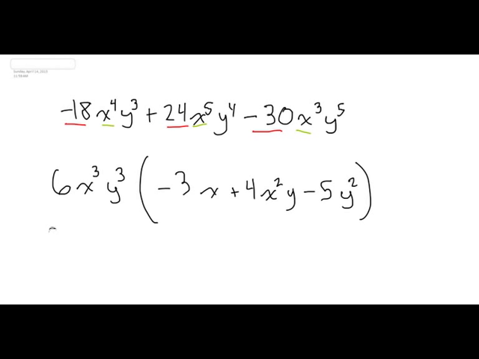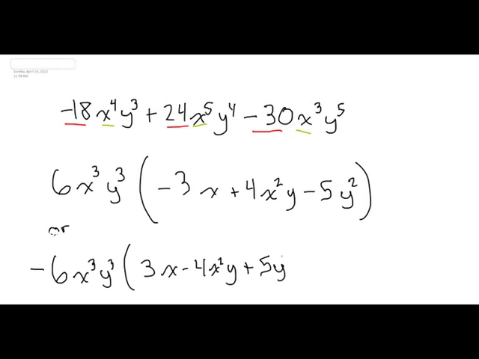So if I choose to factor out my negative, let's see what happens. I could make this out front a negative 6x cubed y cubed. And factoring out a negative just changes the sign of everything inside. So this will be 3x minus 4x squared y plus 5y squared. And that's it. That's how we factor polynomials of this type.